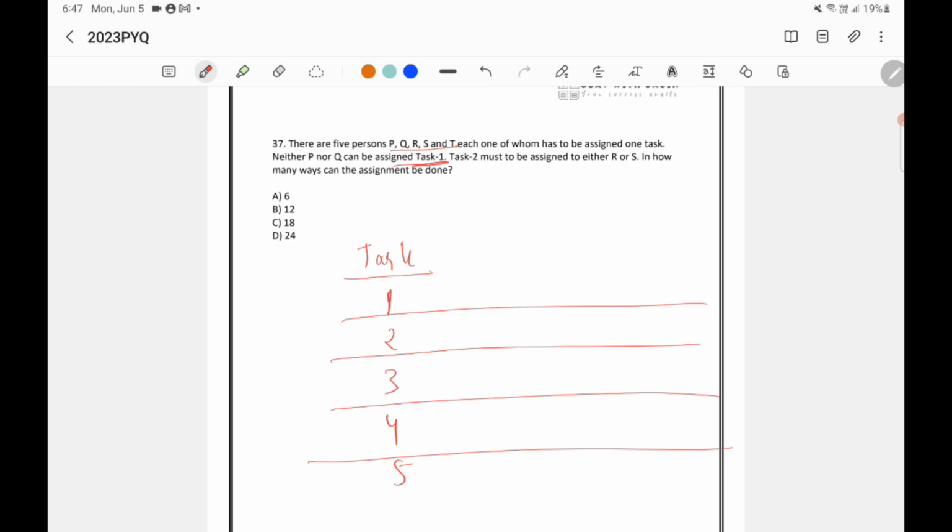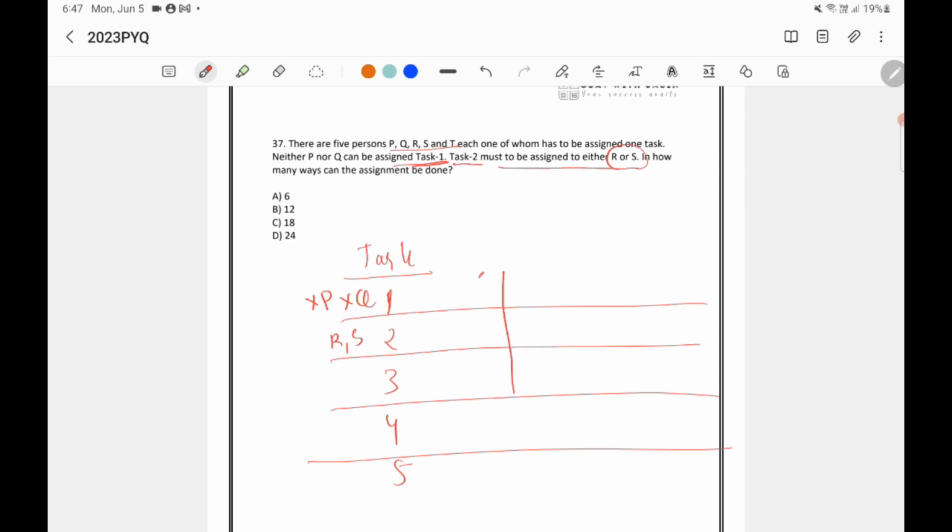So task 1, we cannot assign P or Q. Okay, and task 2 must be assigned to R or S. So here it should be R or S. Okay, now how many ways can the assignment be done?